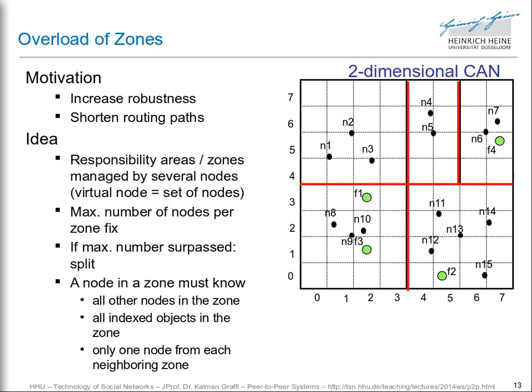Yes, and also a node of a zone has only to know one node of each neighboring zone. So we have the choice to, for example, we are in this zone, and we can choose which node in this zone we want to have contact with. So yes, we can use, for example, the locally close nodes to reduce the delay. Okay.